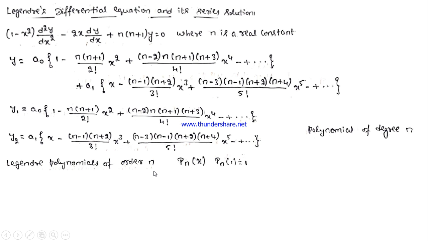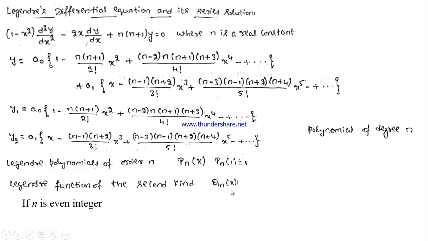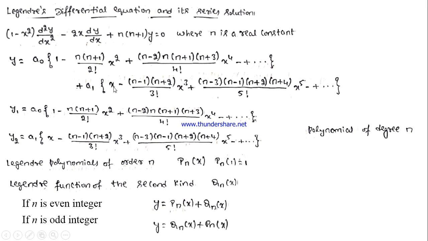And if that is the case, you will be having one more function, right? Just now I explained. If n is an even number, this is a polynomial of degree n. But what about this? This is an infinite series. That infinite series is called the Legendre function of the second kind and it is denoted by Qn of x. So if n is an even integer, my solution y is written as Pn of x plus Qn of x. When n is an odd integer, this becomes Qn of x and this becomes Pn of x for us, because this becomes a polynomial and this is an infinite series in that case. Right now we are not interested in talking about the Legendre function of the second kind. We are just concentrating on the Legendre polynomial of order n.